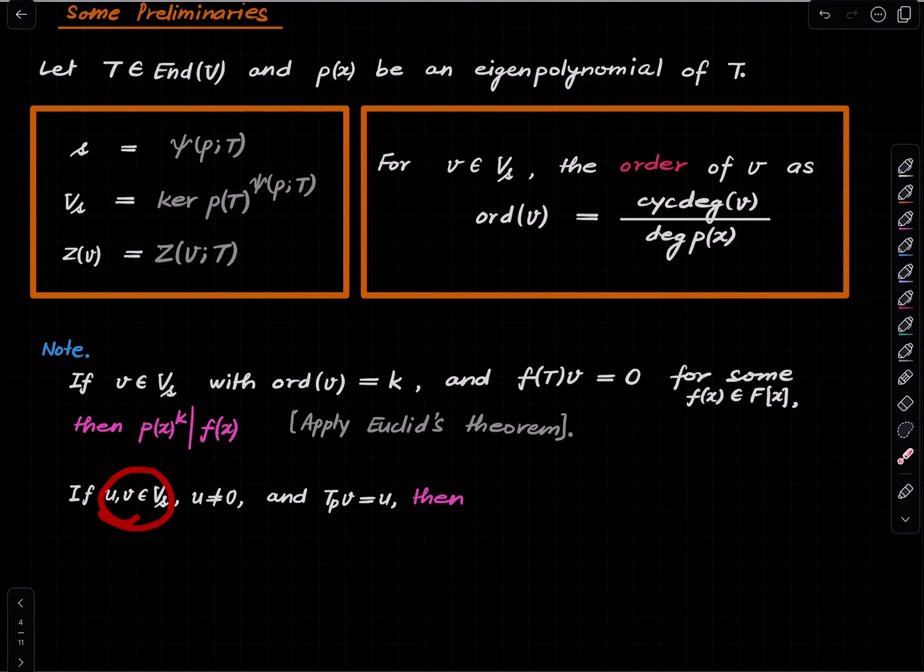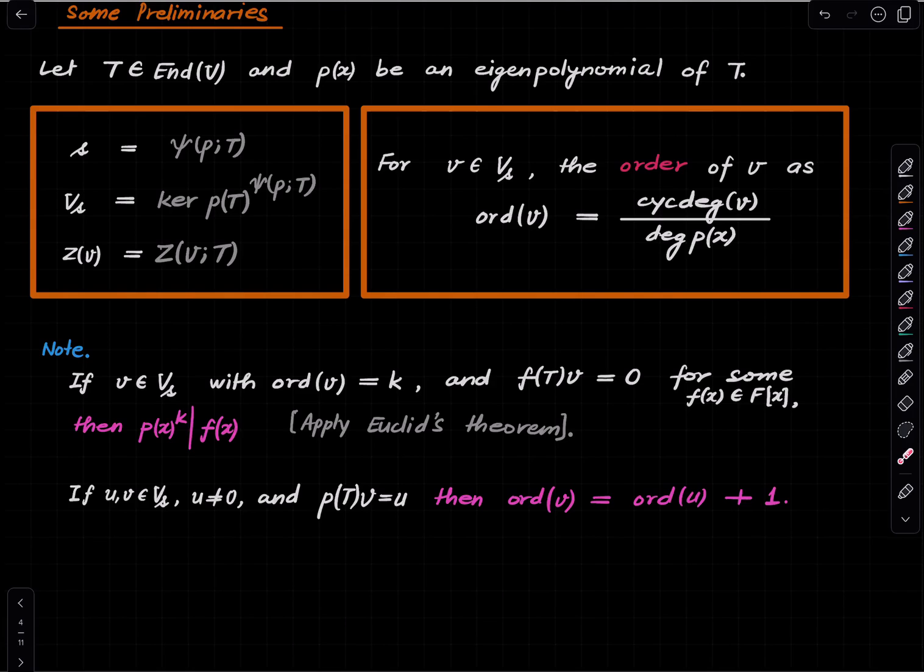For any two generalized polyeigenvectors corresponding to the eigenpolynomial px, and suppose u is non-zero and pt of v is u, then order of v is order of u plus 1. In fact, here I think all we need is the non-zeroness of v rather than u. But anyway, let me state it this way. All right.